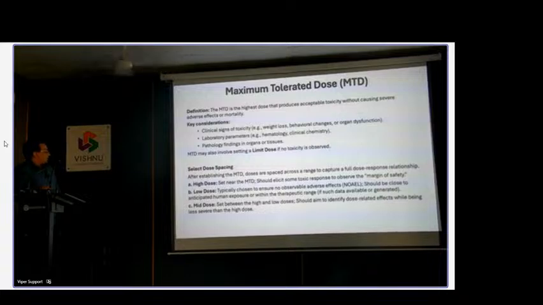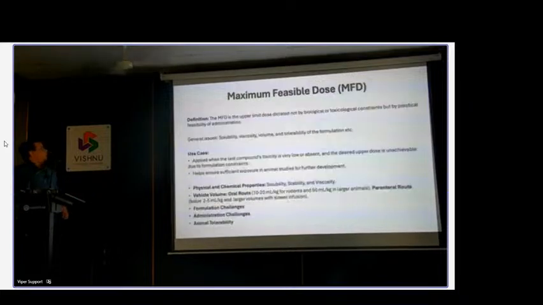Then there is dose spacing. You don't do one single dose; to get that curve, you need multiple doses, so you have to select a dose spacing. That could be a high dose, maybe close to the MTD, and the low dose, typically, is where you establish a NOEL. You will set the middle dose in between. I'll give more details about that.